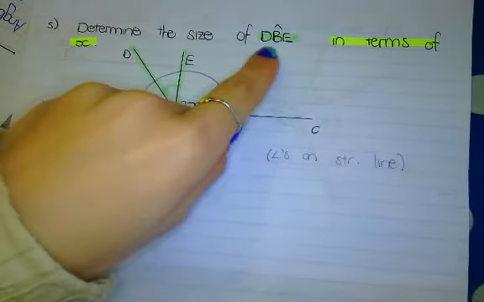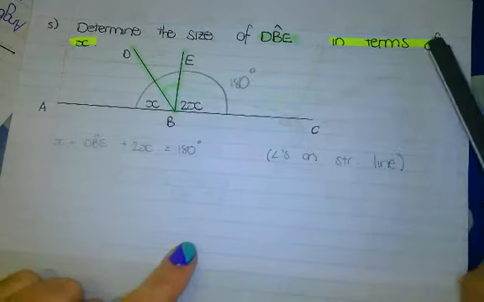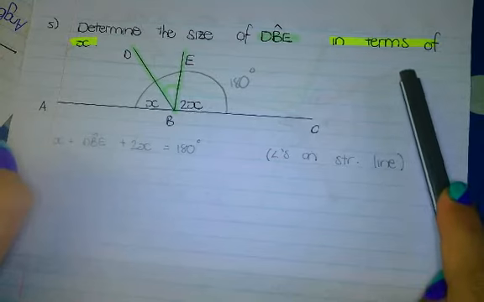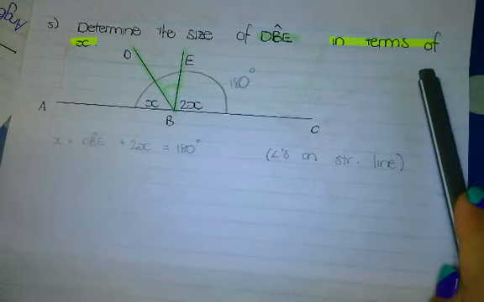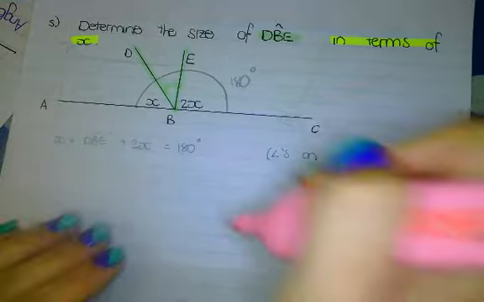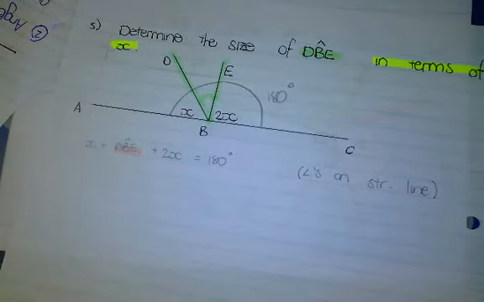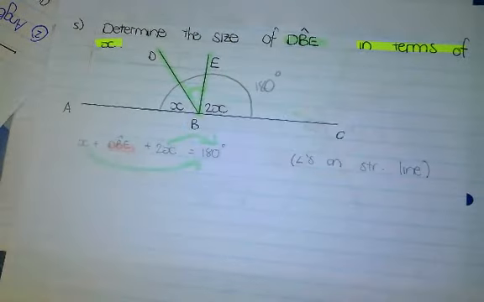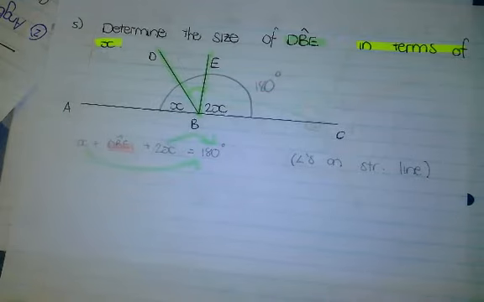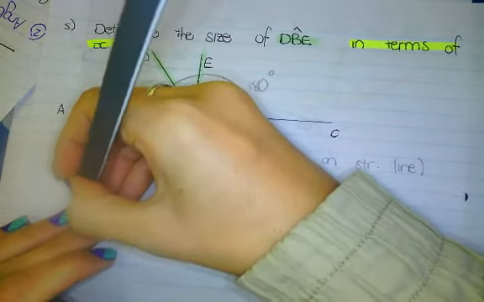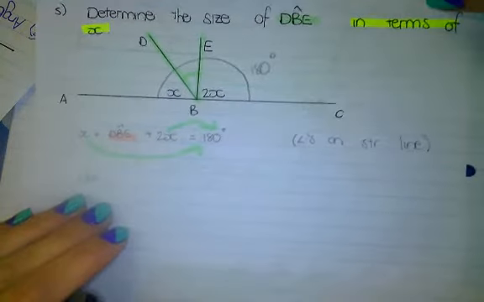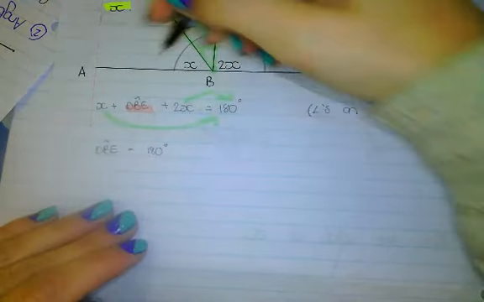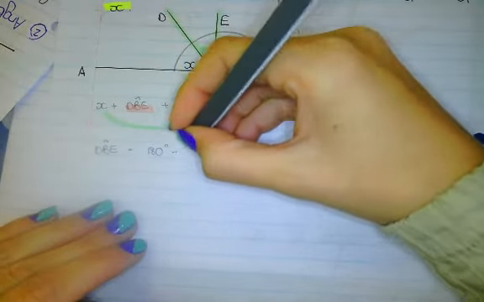Okay, and they want the size of DBE in terms of x. So that means DBE must be by itself on the left. On the right-hand side must be everything else, including x's. Okay, so I'm keeping my DBE here where it is. That's staying. My x and my 2x need to go over there to the right-hand side. Okay, we've got to chuck them over to the right. So I'm keeping my DBE on the left. Angle DBE is staying. And on the right, I'm going to have my 180 degrees that was there. And then my x and my 2x are coming over.